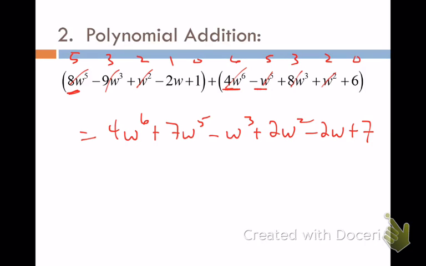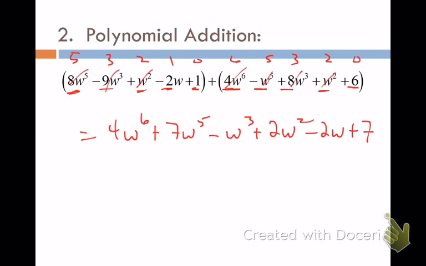My next highest degree monomial would be a degree 4, but there are no degree 4 monomials, so I move on to my degree 3's, and there's a negative 9w to the 3rd and 8w to the 3rd that I'm going to add together and get negative 1. So there's your negative 1. Then your degree 2's, which are here and here, add those, you get 2w squared. And then your degree 1's, which are here, negative 2w. And your degree 0's, which are here and here, 1 plus 6 is 7.